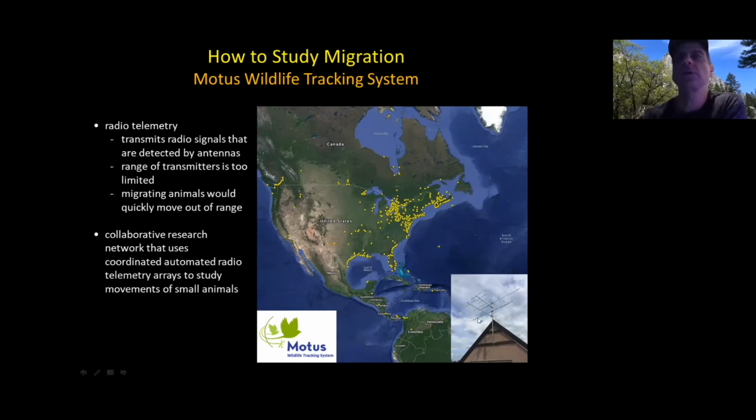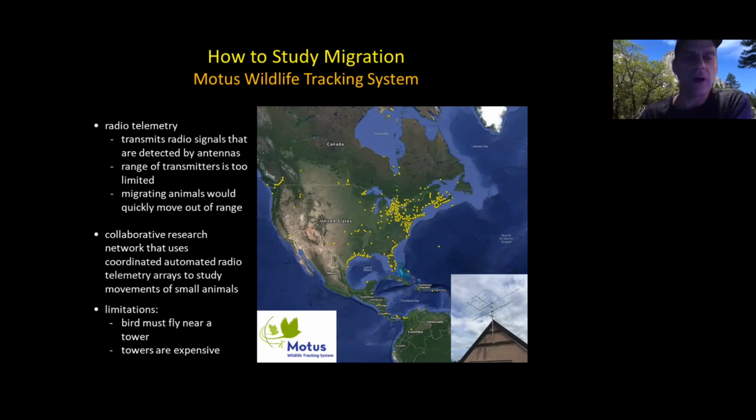We have one here at the top of the Discovery Center, which is what's pictured here in the lower right-hand corner. And the idea here is if you attach a transmitter to a migrating animal on its breeding grounds, as it migrates by one of these towers, the tower will detect the transmitter and then automatically record the observation.